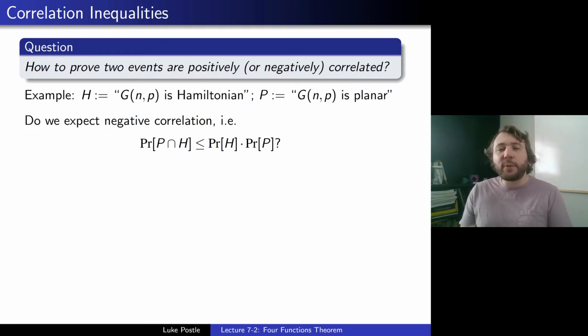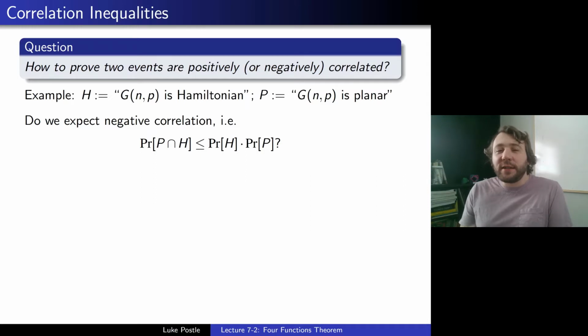So why is that? What's the intuition? Well, to be Hamiltonian, we somehow expect that we need to have many edges, to be somewhat dense, in order to ensure Hamiltonicity. On the other hand, if you are dense, then you're unlikely to be planar. So that's the intuition I have, that somehow these properties are opposed.